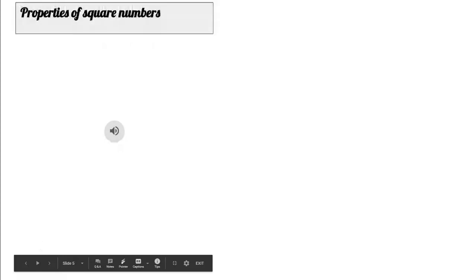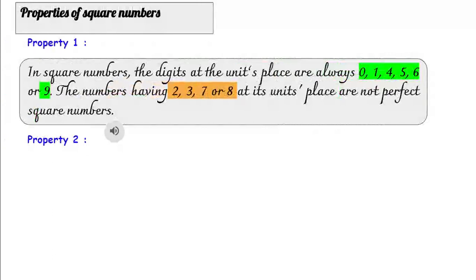Next point is properties of square numbers. First property: in square numbers, the digits at the units place are always 0, 1, 4, 5, 6, or 9. The numbers having 2, 3, 7 or 8 at the unit place are not perfect square numbers. We already saw this in the last slide, isn't it?